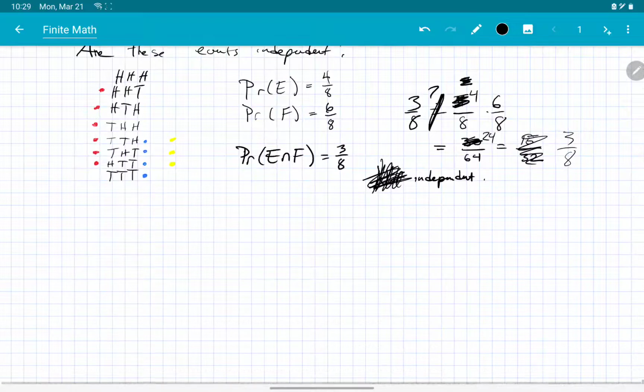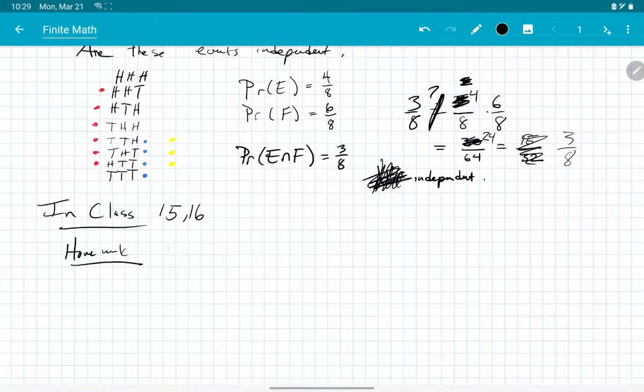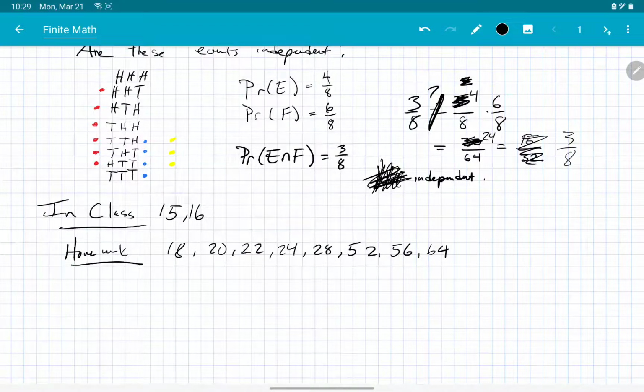Okay. So in class, if you can spend some time working on problems 15 and 16, and the homework for today is problems 18, 20, 22, 24, 28, 52, 56, and 64. All right, so I will have the book up here.